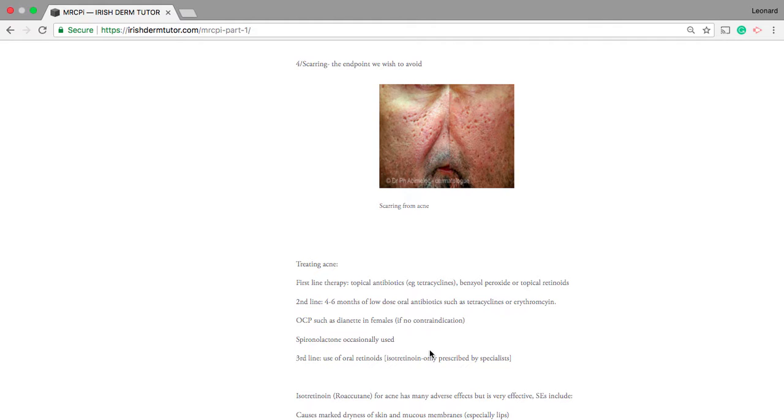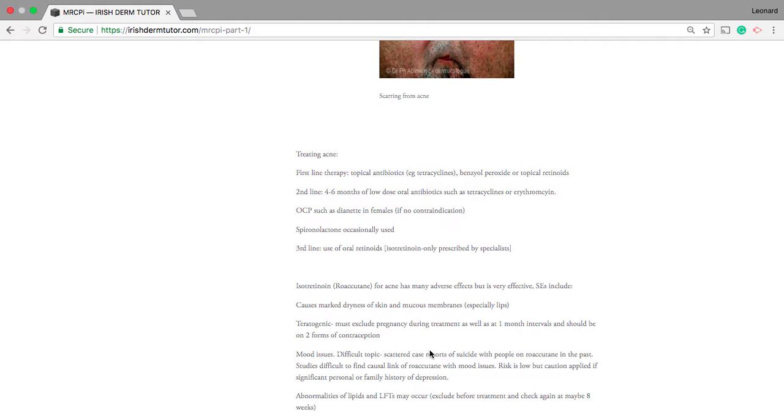Now, if it is moderate to severe acne and these other treatments have failed, or if the patient is scarring, we may consider isotretinoin, which is also known as Roaccutane. It has many adverse effects, but it is extremely effective in treating acne. Side effects include marked dryness of the skin and mucous membranes, especially the lips. This is to be expected, and it's often a gauge of how effective the Roaccutane is in treating the acne itself.